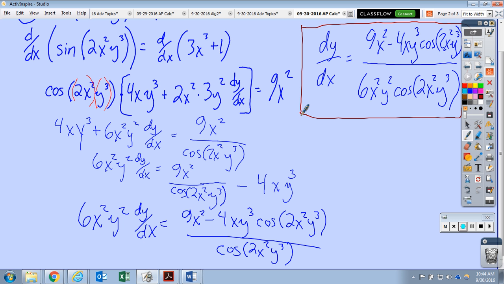So what I'm also curious about is, when you divide both sides by 6x squared y squared, for that last step right there, how come you're not dividing that whole entire fraction by that? Well, to divide by a number is multiplying by the reciprocal. Yes.